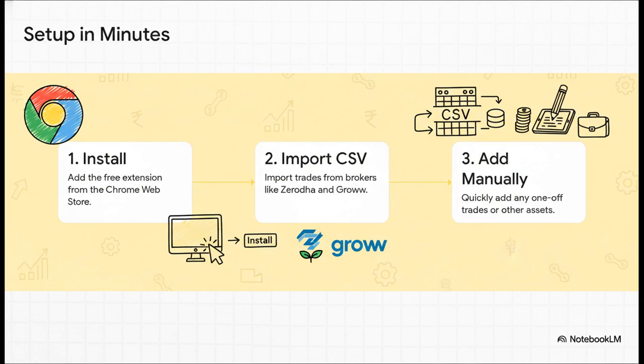First, you install the free extension right from the Chrome Web Store. Second, you use the CSV import. It's smart, it automatically knows the formats from guys like Zerodha and Groww. And third, if you have any random trades or other assets, you can just pop them in manually in seconds. Seriously, it's designed to take just a few minutes of your time.